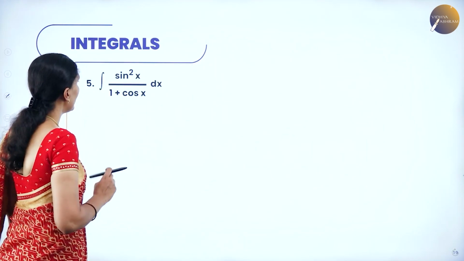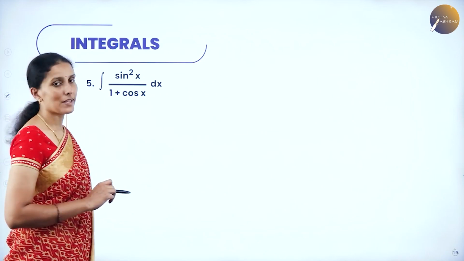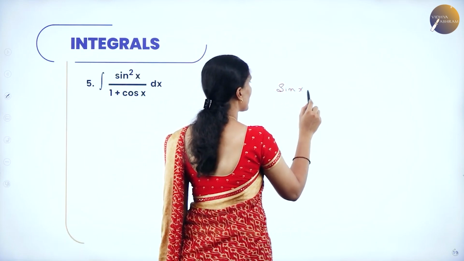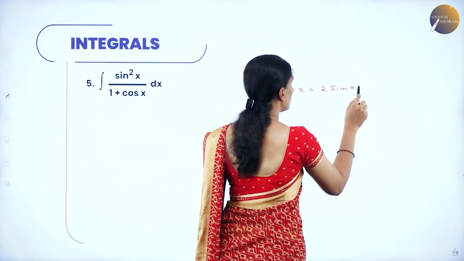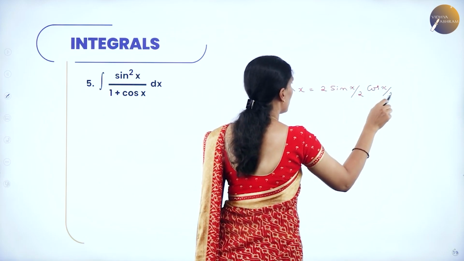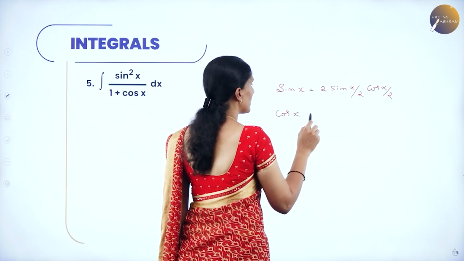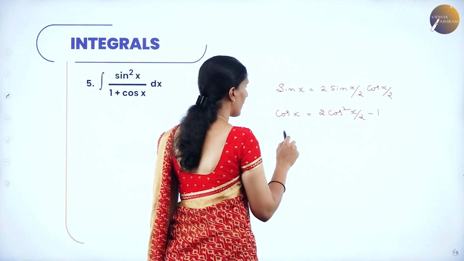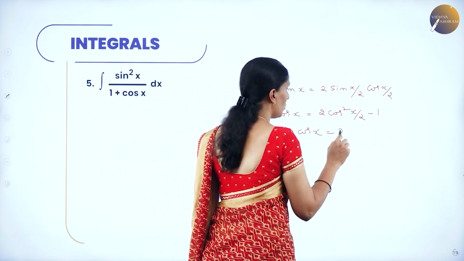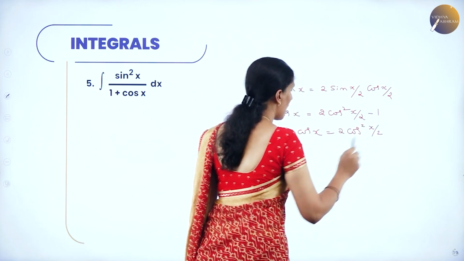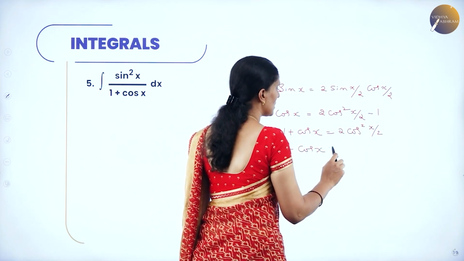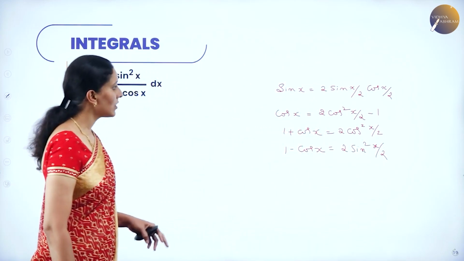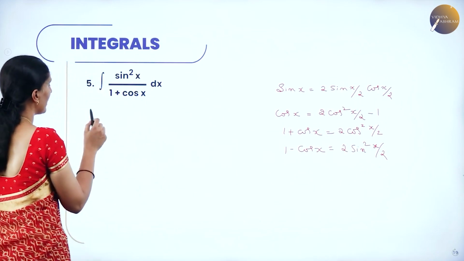Next question we have integral of sin square x divided by 1 plus cos x. So here also I am going to use the half angle formula, that is sin x can be written as 2 sin x by 2 cos x by 2. And we know that we can write 1 plus cos x as 2 cos square x by 2 and 1 minus cos x as 2 sin square x by 2. So remember this half angle formula, which is very important in solving identities like this.